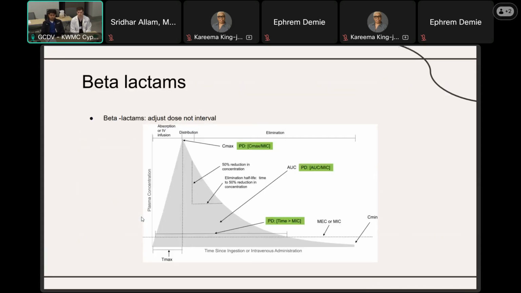So let's see. Beta-lactams, as we talked about previously, the treatment effect of beta-lactams depends on the duration that the medication is above the minimum inhibitory concentration. The toxic effect actually depends on the Cmax, which means in a patient with less clearance, we will want to avoid too much at-one-time dosing.